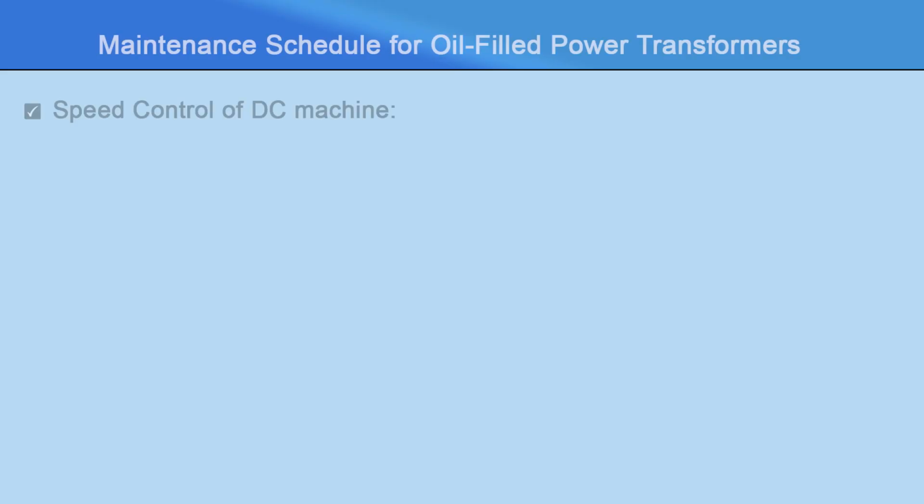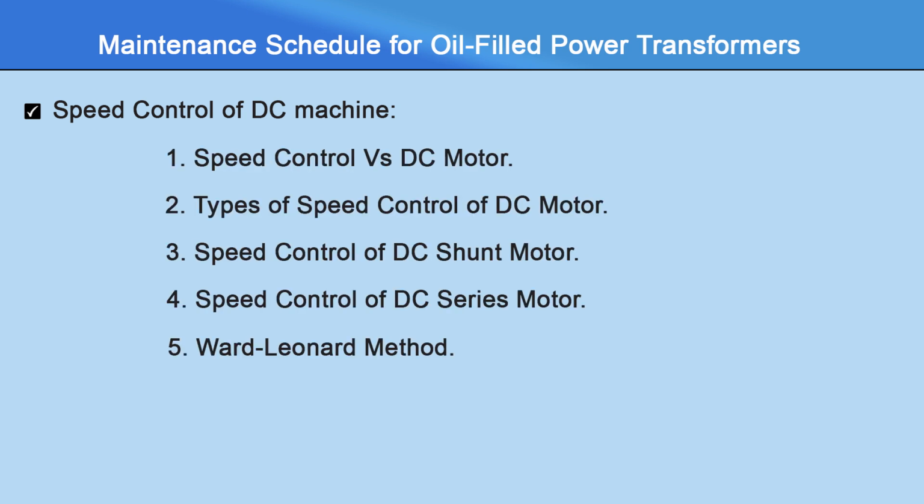The topic discussed in our previous lecture was the starting characteristics of DC machine, and in that lecture we discussed the DC shunt motor characteristics, DC series motor characteristics and DC compound motor characteristics. Now, the topics to be covered in this lecture include the speed control of the DC machine, meaning we will discuss the different speed control methodologies of the DC machine, which are mentioned here in 5 categories.